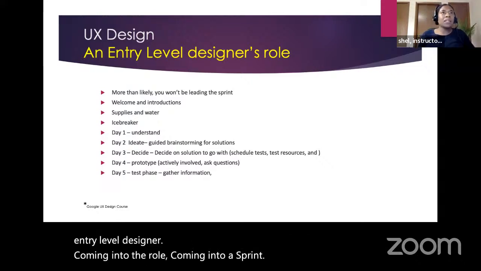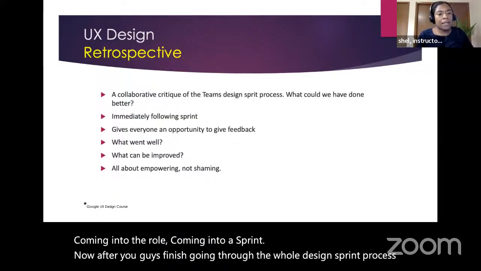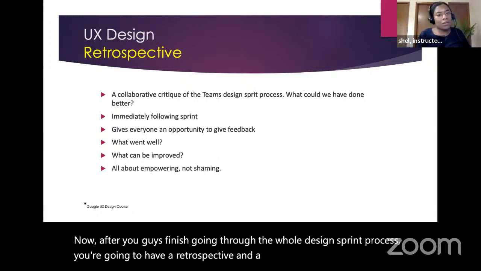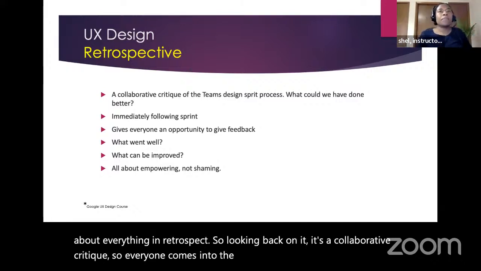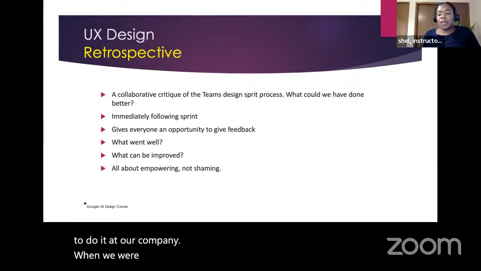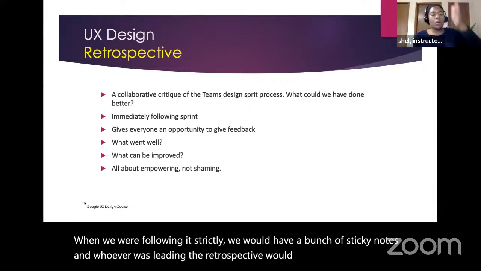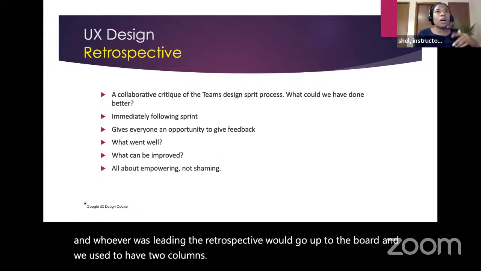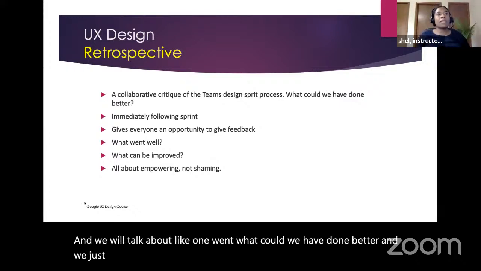Now, after you finish going through the whole design sprint process, you're going to have a retrospective. A retrospective is when you think about everything in retrospect, looking back on it. It's a collaborative critique, so everyone comes into the room together. The way we used to do it at our company, when we were following it strictly, we would have a bunch of sticky notes, and whoever was leading the retrospective would go up to the board, and we used to have 2 columns, and we would talk about what went well, what could we have done better, and we'd have an overall conversation of it.